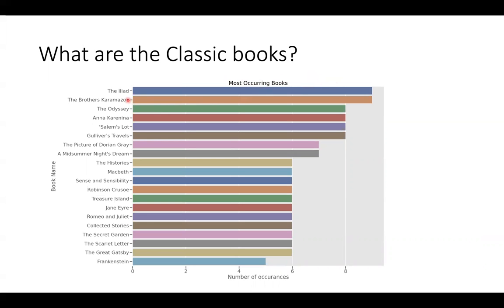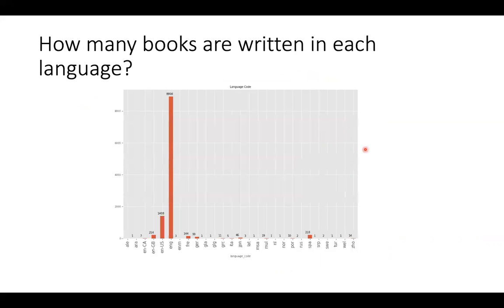So we can see some familiar names like the Iliad, the Brothers Karamazov, the Odyssey, etc. Now, the next question we want to ask is, how many books are written in each language? This is regarding the language code information we have before, right? And from this bar plot, we can see the books written in English have a very large number compared to other languages, like maybe the Spanish.